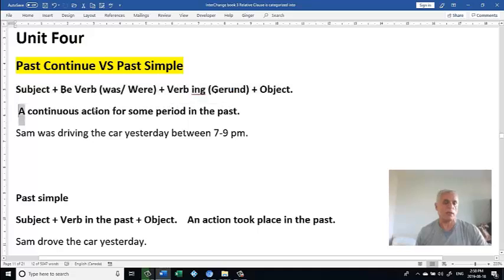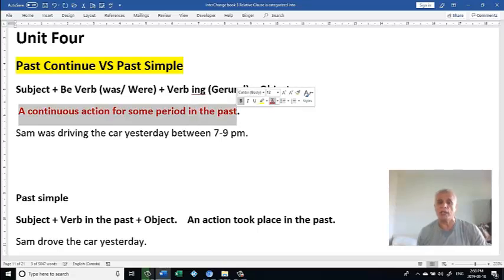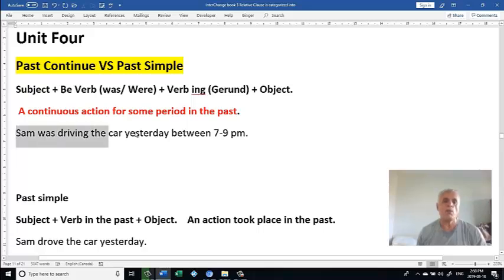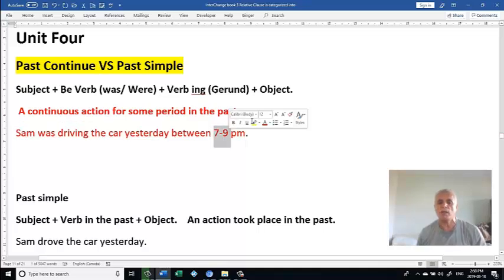Let's continue. A continuous action for some period in the past. For example, you could say, yesterday between 6 o'clock and 7 o'clock, I was watching TV. For example, Sam was driving the car yesterday between 7 and 9 p.m. It means only between 7 and 9, the action was continued. Before 7, there was no action. After 9, there was no action.